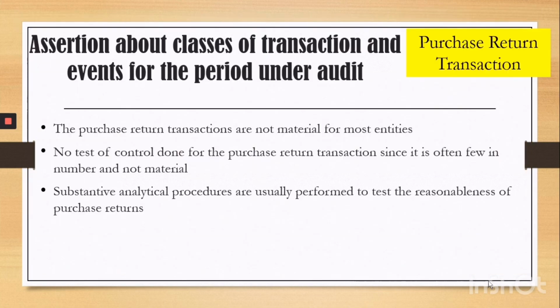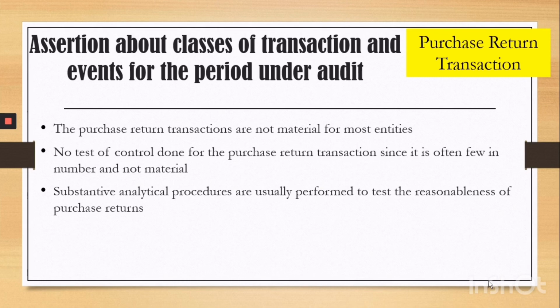Moving on to the next slide, which is on the final and third class, the purchase return transaction. The assertion is about classes of transactions and events for the period under audit. The purchase return transactions are not material for most entities. However, it is the responsibility of the auditor to be skeptical and even to inquire about this transaction. That is why no test of control is done for the purchase return transaction series, since it is often few in number and not material.